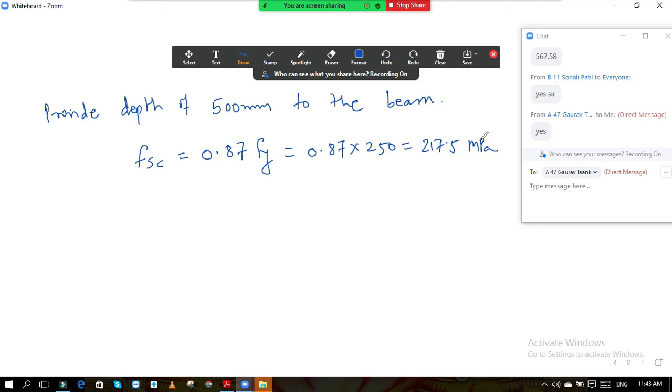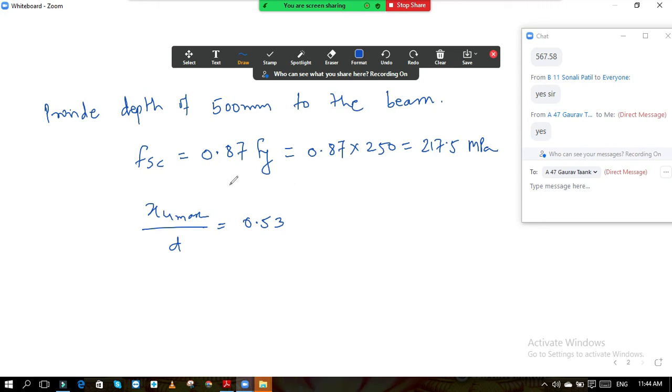Okay, Newton per mm square. So now here, first calculate the Xu max. After this we will calculate the Xu max. So we know that Xu max upon d, this ratio for Fe 250, is 0.53.